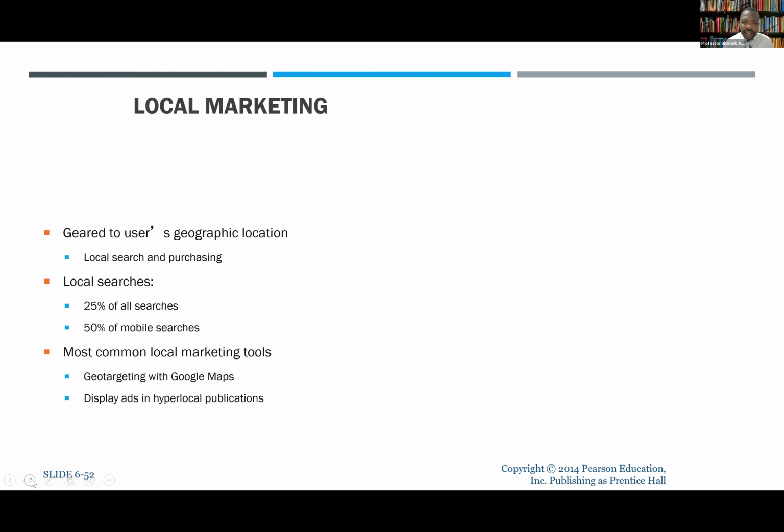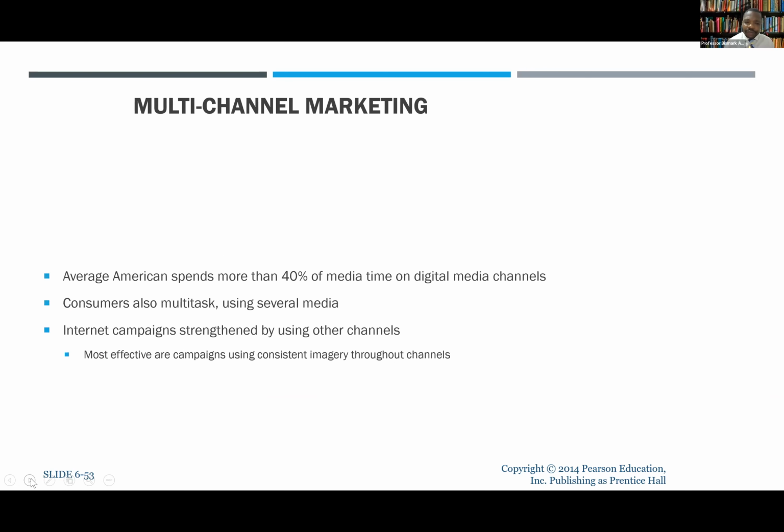Local marketing is geared to user geographic location, being able to use AI, artificial intelligence, and do geofence mapping, local search and purchasing. Local searches are 25% of all searches, 50% of mobile searches. Most common local marketing tools: geo-targeting with Google Maps, display ads in hyper-local applications to be able to heighten the local marketing.